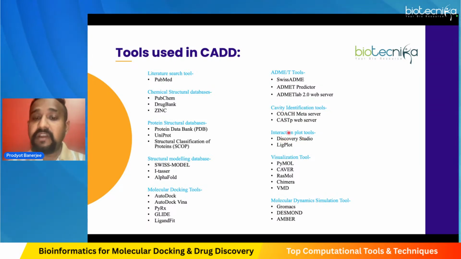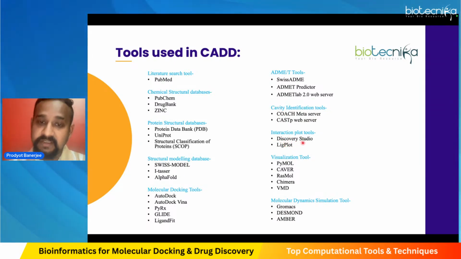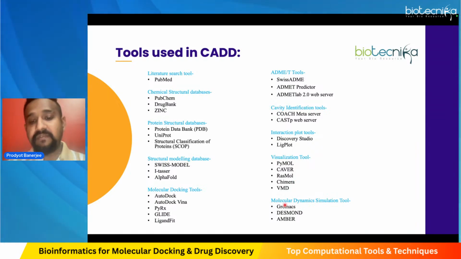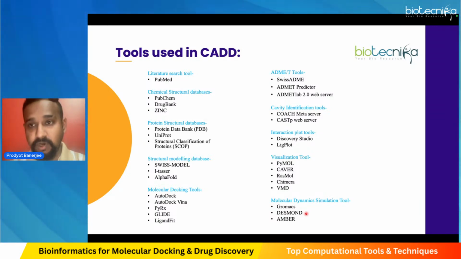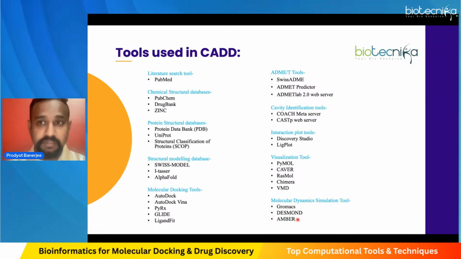For interaction plots you can go for Discovery Studio and LigPlot. Then your visualization tools are like PyMOL, Chimera, RasMol, likewise. Then you have molecular dynamics simulation. For that you have freeware tools like GROMACS. Then you have paid software like Desmond, from Schrodinger again. AMBER is also there.